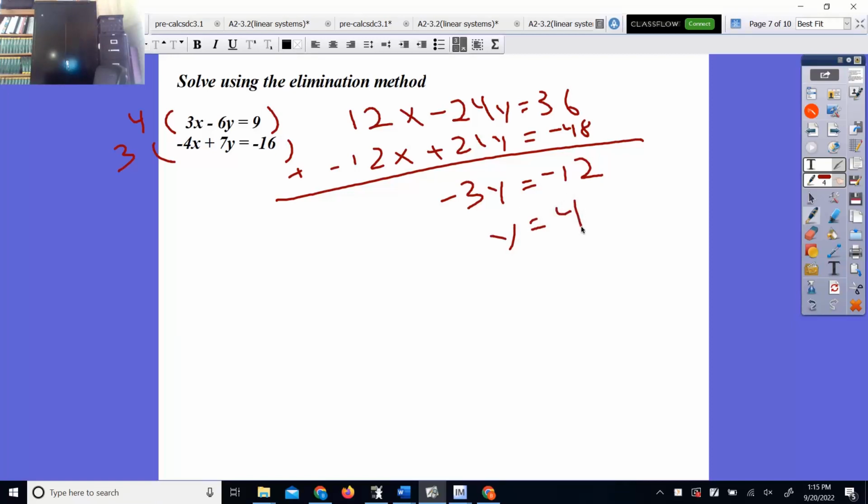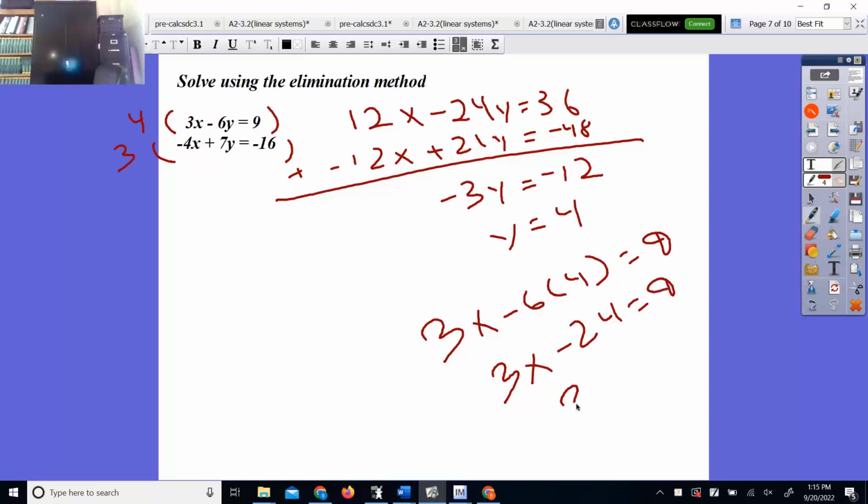And now that y is known, what do you do with it? Plug it in. Agreed, were you paying attention there? I did not have to subtract. I think you ended up doing subtraction. Plug it back in, I'd go for the top equation. 3x minus 6 fours is 9. You add your 24, you get 33. And what's your x value? 11. Or the pair 11, 4.